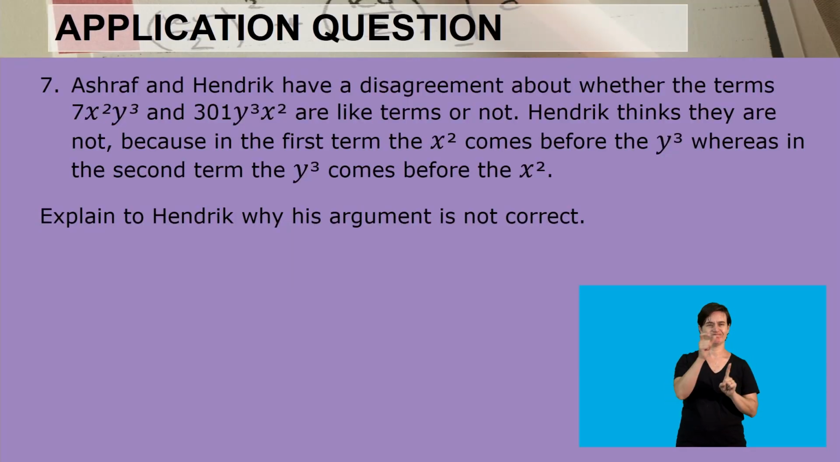The next question. Ashraf and Hendrik have a disagreement about whether the terms 7x squared y cubed and 301 y cubed x squared are like terms or not. Hendrik thinks they are not, because in the first term, the x squared comes before y cubed, whereas in the second term, the y cubed comes before x squared. Explain to Hendrik why his argument is not correct.